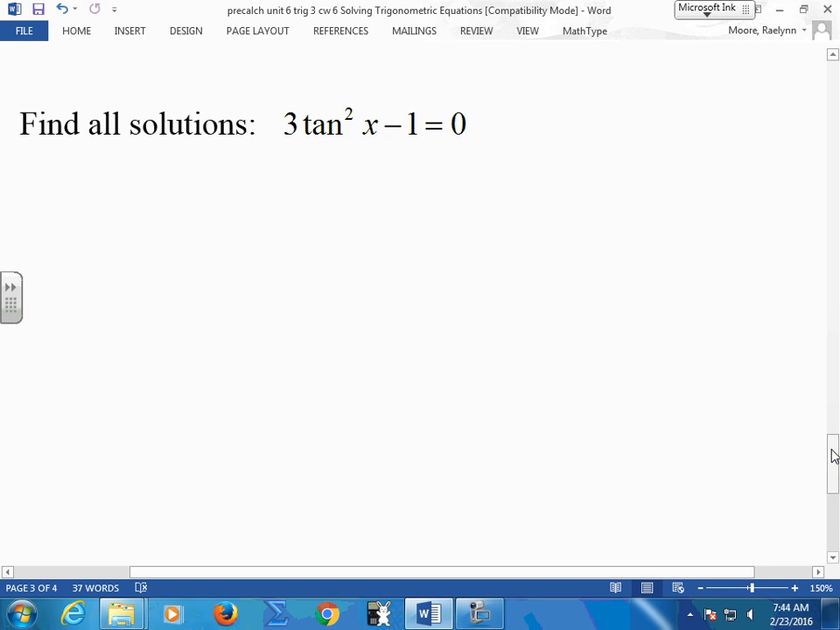We square root it, and when you square root, what do you get? 1 over the square root of 3, plus or minus, though, right? When you undo a square, you get a plus or minus. So we're going to add 1.